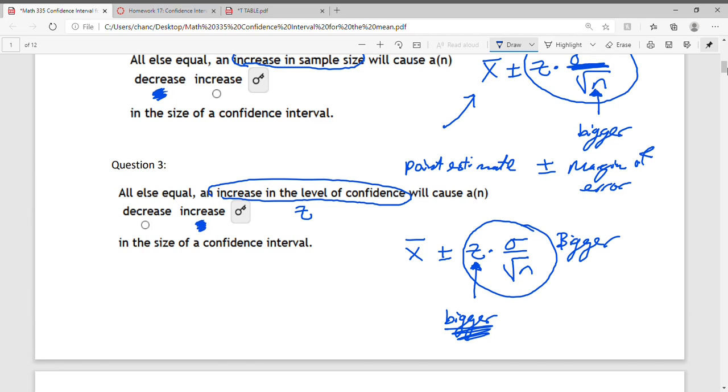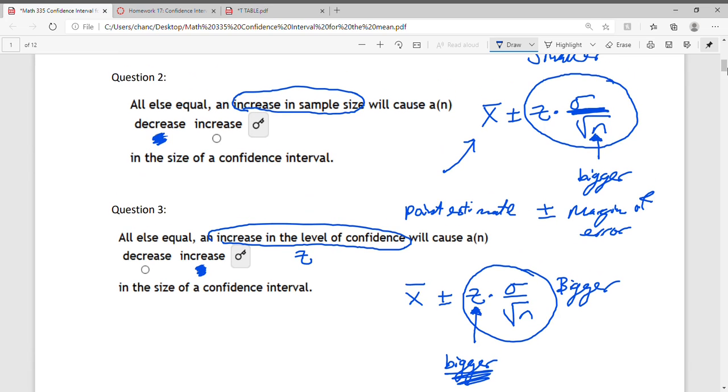You could think of it this way. For question 2, as we get more information, our level of confidence starts decreasing. We're narrowing our possibilities for the mean.